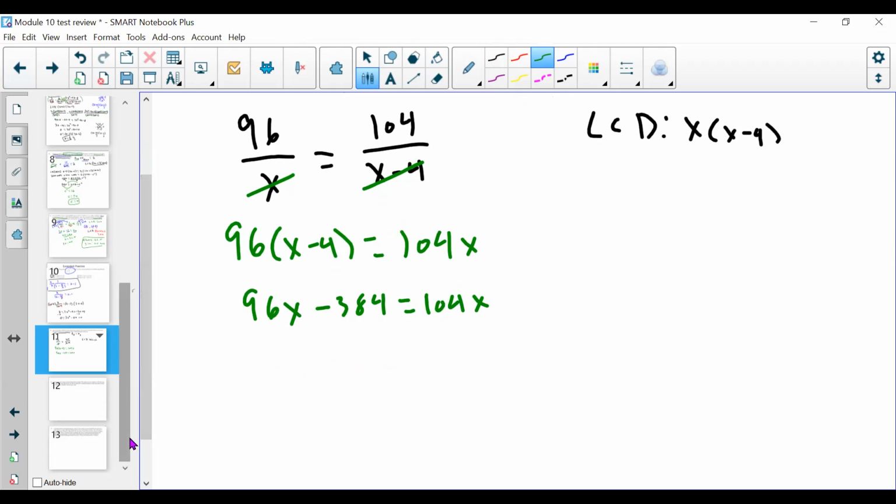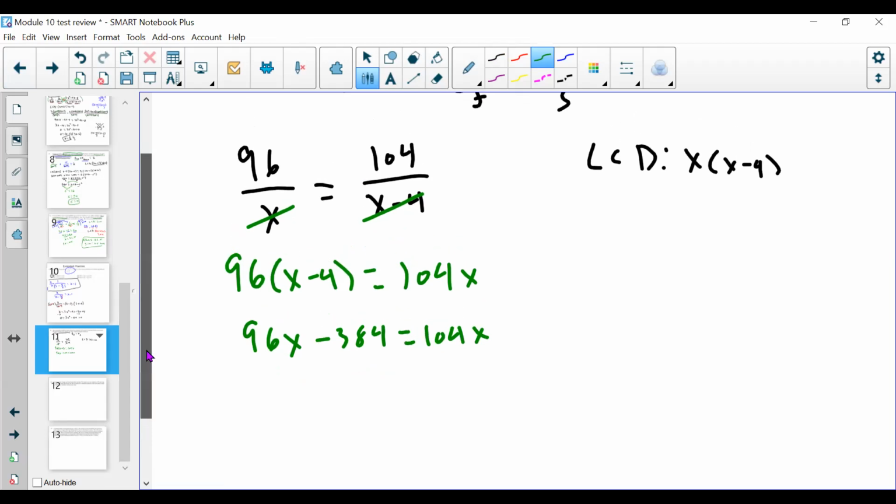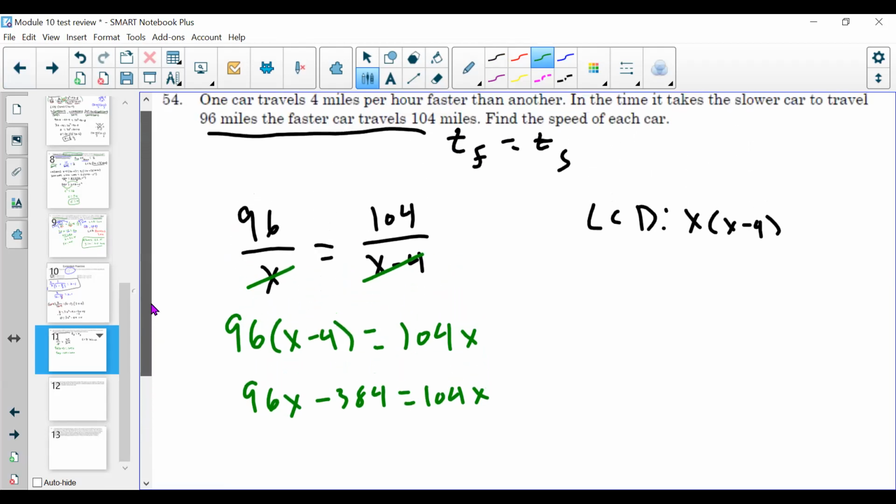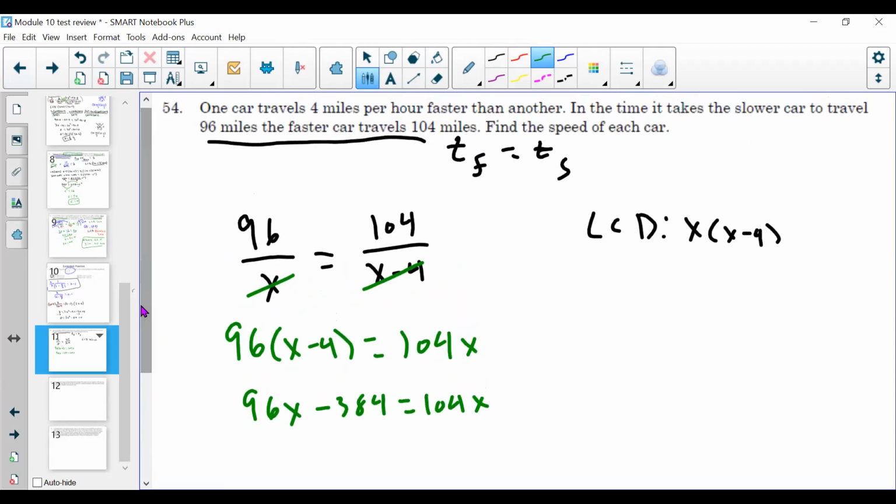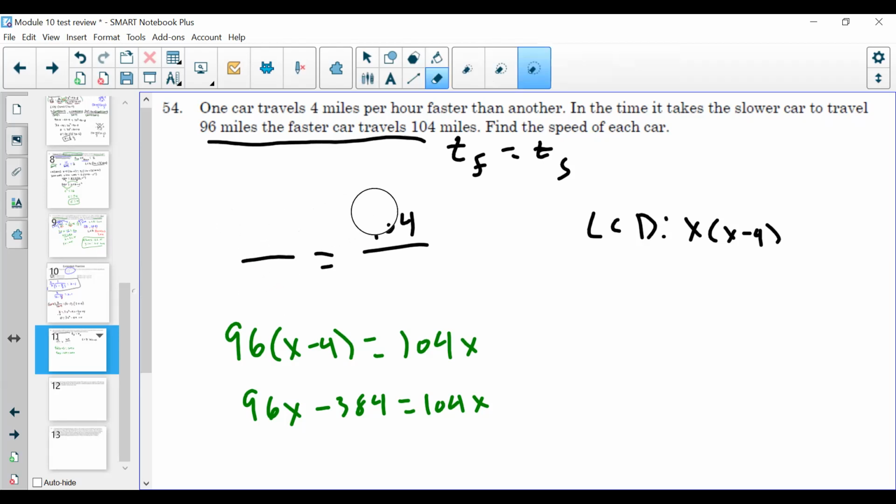So from here, I can, what is right? X minus 4. One car is 4 faster than another. 96. I flipped it. Sorry. So the faster car, it's the opposite way. The faster car is going 104 miles. Sorry about that.